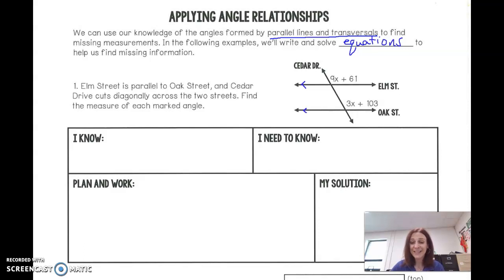So let's think about what we know. We know these two streets are parallel and being cut by a transversal. So these marked angles have to be congruent, because they're cut by a transversal across parallel lines. So I know the marked angles are what? What are they to each other?